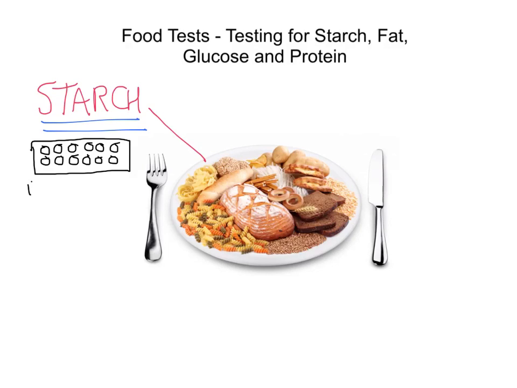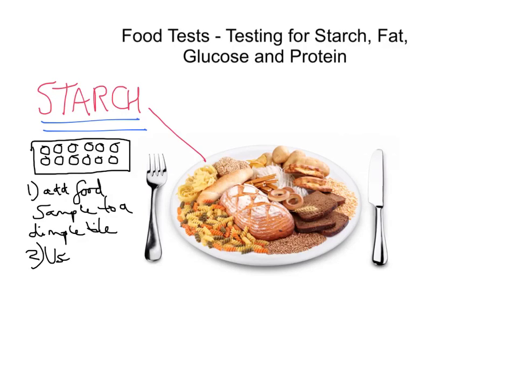So the first thing you want to do is add food sample to a dimple tile. So you place it there. Then we want to use a chemical called iodine. Now iodine will turn bluey black if starch is present.